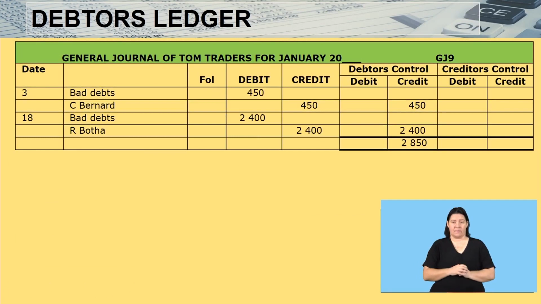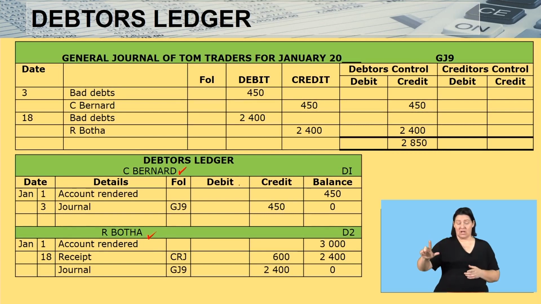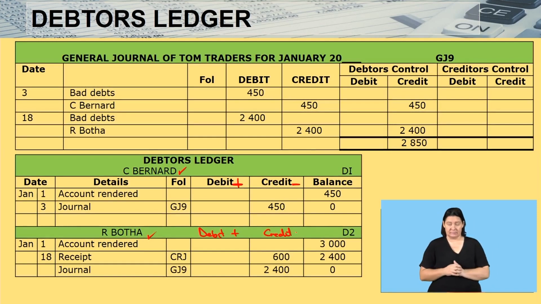The debtor's ledger. So we are still posting from your general journal, in this case, to the debtor's ledger. And we have two debtors. The first one is C. Bernard and Arbotha. In the debtor's ledger, on the debit side, it increases. So we have a plus on the debit side and a minus on the credit. Remember to do that when you prepare your debtor's ledger. You come already, then you say on my debit, I'm just going to write debit here, you have a plus, and here it's credit, you have your minus.